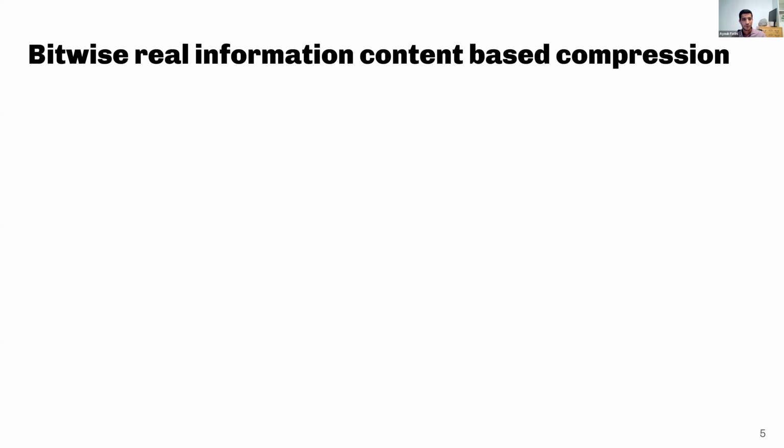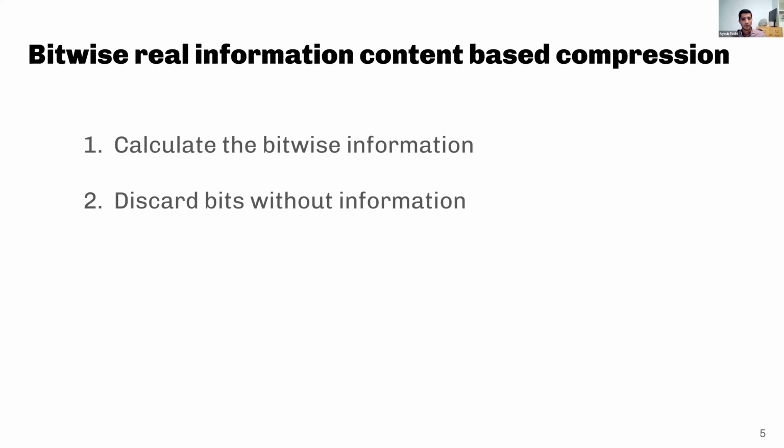So this summer, I have been working on the bitwise real information content-based compression, which is done as follows. The bitwise information, that is the mutual information between the bits, is calculated. The stronger the statistical dependence of a bit position to the adjacent bits, the more real information it contains. Then we keep only the bits with real information and discard the bits with false information. After that, we apply our lossless compression.